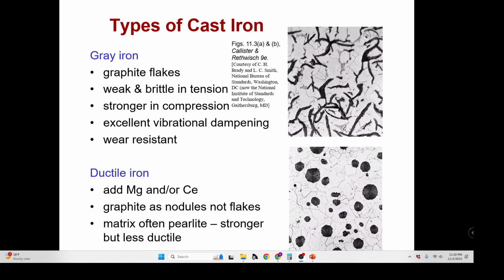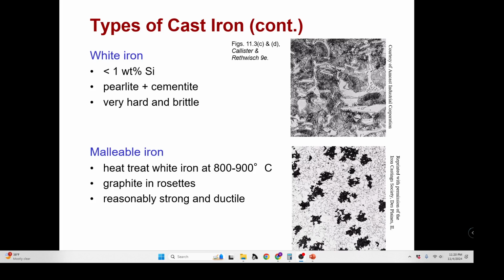Ductile iron adds some magnesium or beryllium. Graphite nodules form rather than flakes, so they're round as seen in the image here. And the matrix of pearlite is a lot stronger, but less ductile than you would see in other materials. White iron is less than 1% silicon by weight. It's a combination of pearlite and cementite. It's very hard and extremely brittle. So you won't see a lot of applications for white iron, probably.